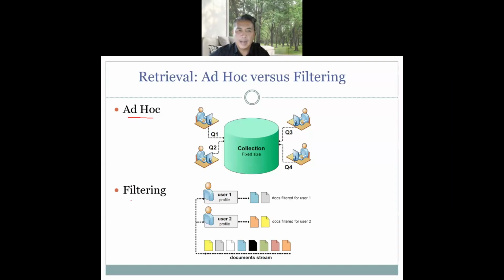But there is another one. This is based on your profile, they call it filtering. So they will return a document that is considered relevant to your profile. So if you type in your query, you will be getting different documents depending on your profile. So this is what we call the filtering.